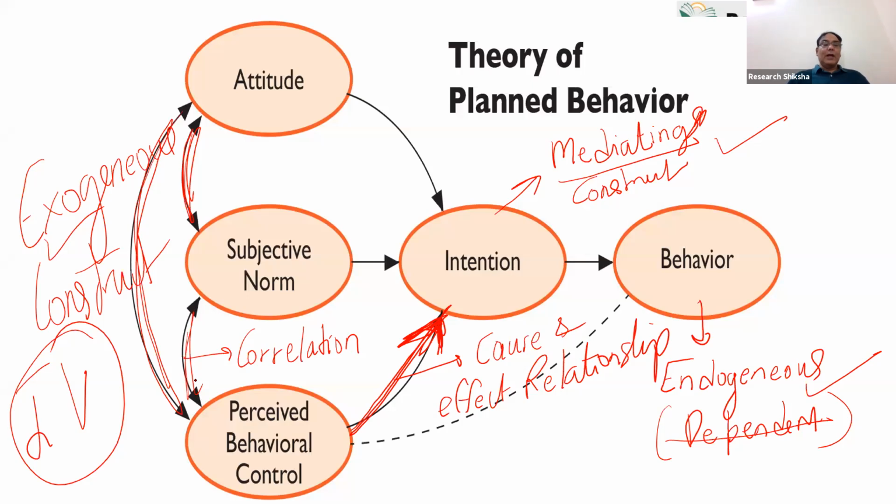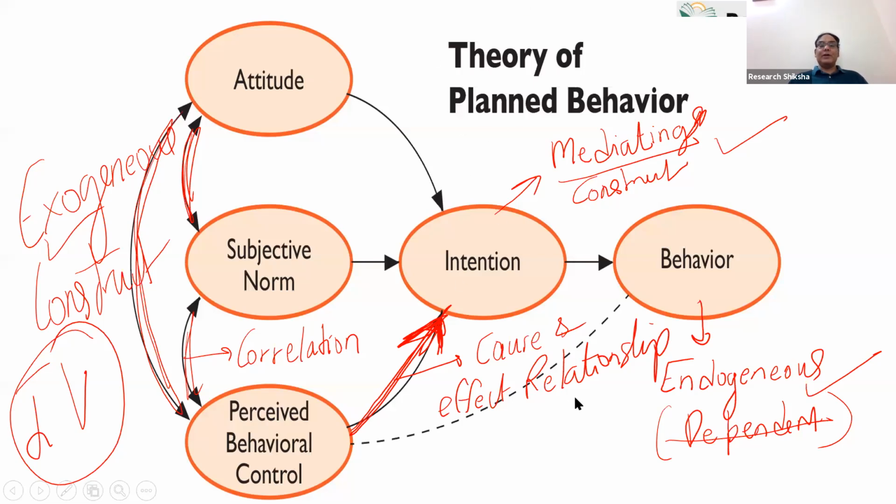So the cause and effect relationship is examined by the single-sided arrow, and the correlation is examined by the double-sided arrow. And in most reviews, whenever we send an article for publication, the reviewer wants you to connect all the exogenous variables by double-sided arrows. So this is one of the mandatory conditions in structural equation modeling, that all the exogenous constructs should be connected by double-sided arrows. Okay, so this theory is known as the theory of planned behavior.